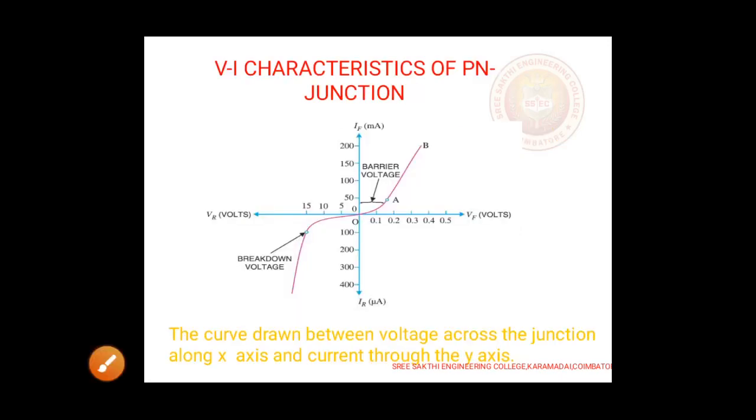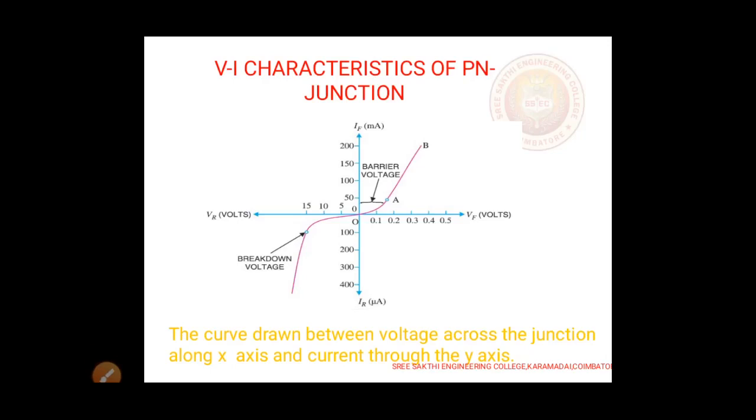Next one is the characteristics of the PN junction diode. No current flows through the device until the diode obtains 0.3 volt. When the diode obtains 0.3 volt, the forward current increases gradually. Here the barrier voltage is nothing but the 0.3 volt for germanium.